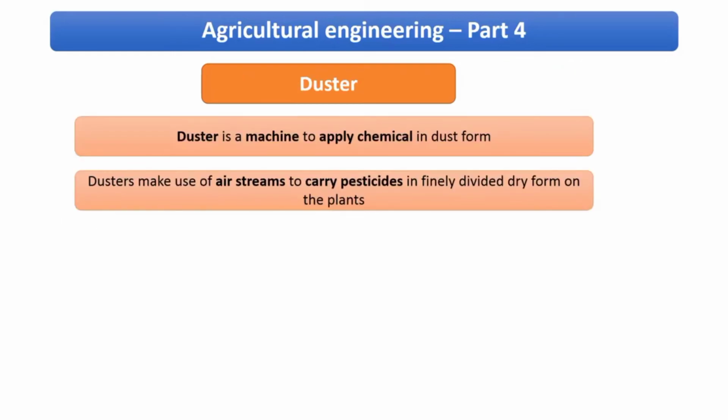Then the next type of plant protection equipment is the duster. Again it is used for applying fungicides or pesticides, but here the mode of application is in dust form. That is why the name also says duster. It makes use of air streams to carry pesticides in finely divided dry form. So this is important.